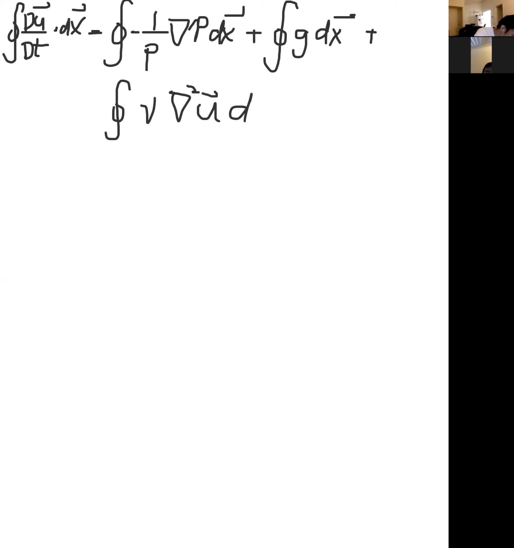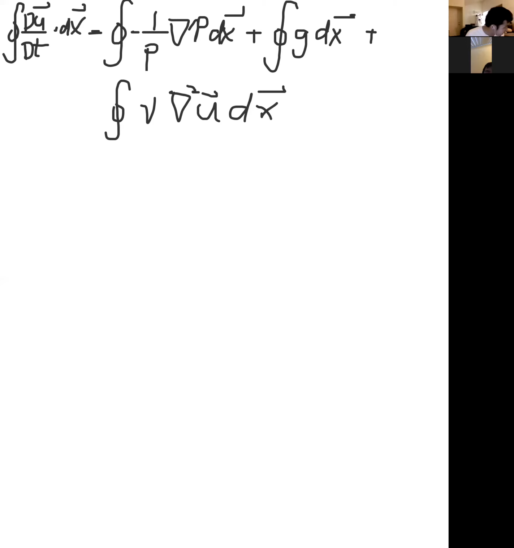Okay, so let's work on the first integral first. Let's plug Navier-Stokes into the material derivative of velocity. So we have the integral of the material derivative of u dotted with dx. If we plug in Navier-Stokes, then we get the following expression: the line integral of -1 over rho gradient of p dx, plus the line integral of g dx, plus the line integral of the viscosity times the Laplacian of u dx.